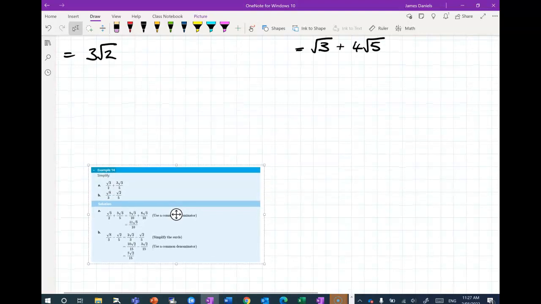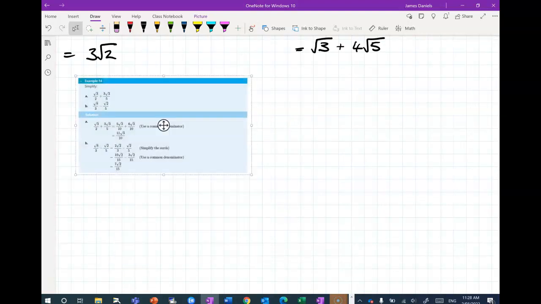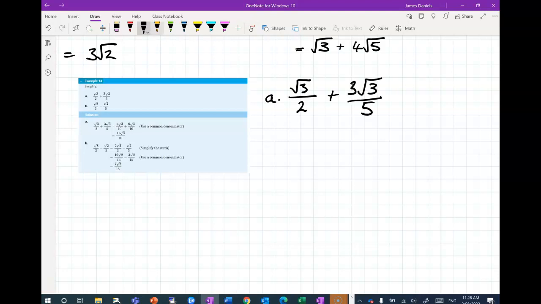Now just having a look at example 14. They've introduced fractions in example 14. I've got the solution underneath. I just want to talk about some points here when you see this. So in question A here, the square root of 3 over 2 plus 3 square root 3 over 5. You should recognise that you cannot add and subtract fractions with unlike denominators. So we have to make a common denominator before you can do any adding and subtracting.